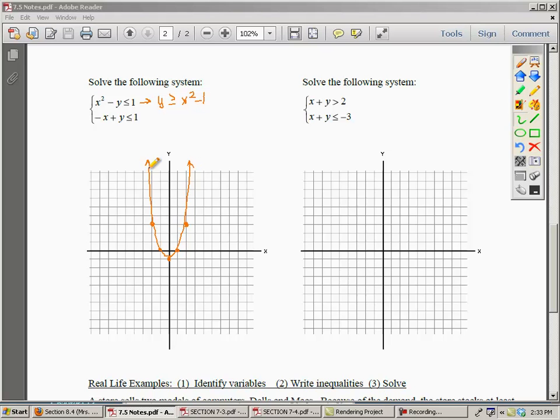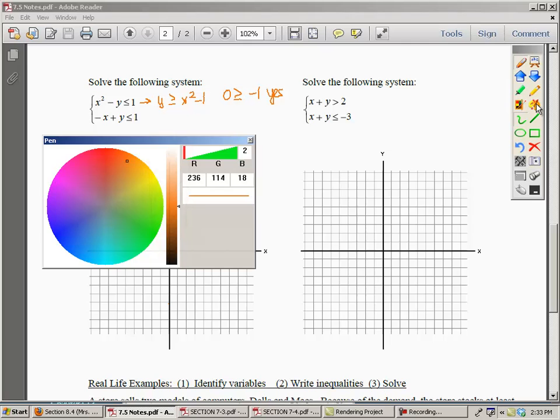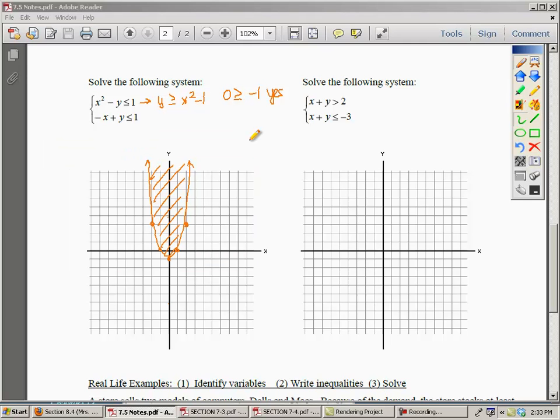Now, we want to check, basically, are we shading on the inside of the parabola or outside of the parabola? And so I'm still going to test 0, 0. If I put in a 0, is 0 greater than or equal to negative 1? And the answer is yes. So we're going to shade on the inside because the origin occurs on the inside of our parabola. So let's grab another color. And if I solve this one, I get y is less than or equal to x plus 1.